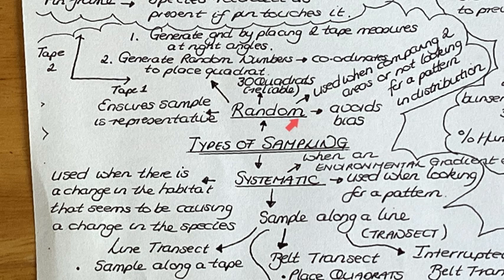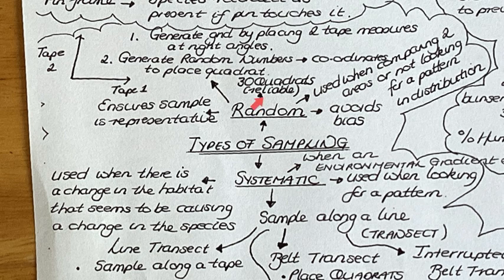Random sampling is good because it avoids bias. In random sampling, you need to have at least 30 quadrats. So that's a large sample size, so that will make your results more reliable. And if it is random, it ensures that the sample represents the whole area. So if you're asked why use random sampling, it avoids bias and it ensures the sample represents the whole area.